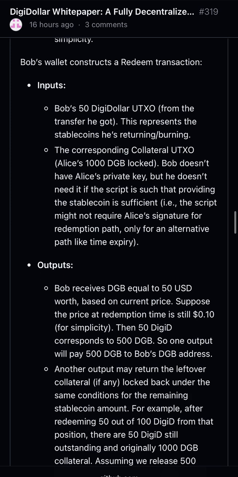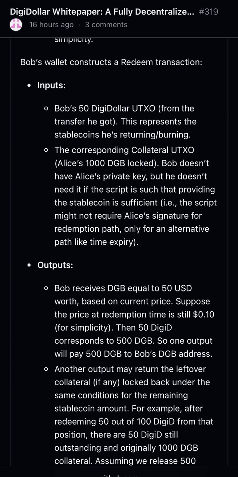Bob's wallet constructs a redeem transaction. Inputs: Bob's 50 DigiDollar UTXO, from the transfer he got. This represents the stablecoins he's returning, burning. The corresponding collateral UTXO, Alice's 1000 DGB locked.